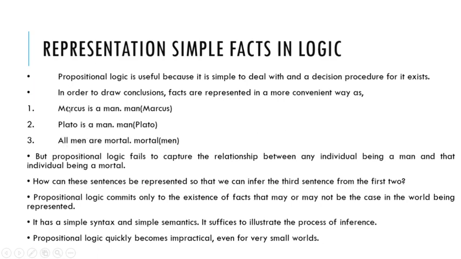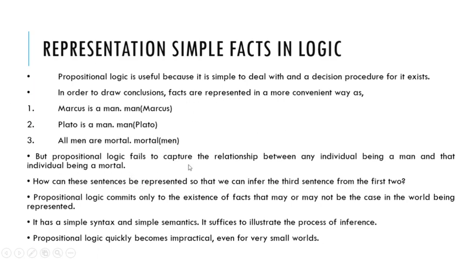If we want to write about a single one, then we can write Marcus is mortal, right? But it's written all men are mortal, right? So it's written in a general manner, right? So mortal, and for every x it's mortal, right? So here x is man, right? So all men are mortal, right? So it goes like that.